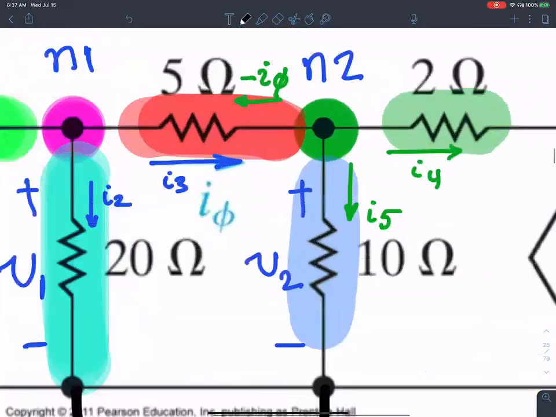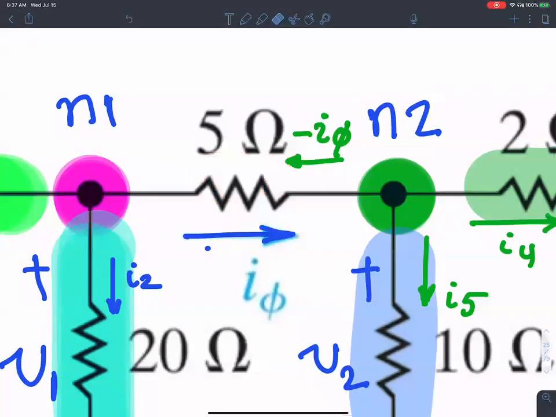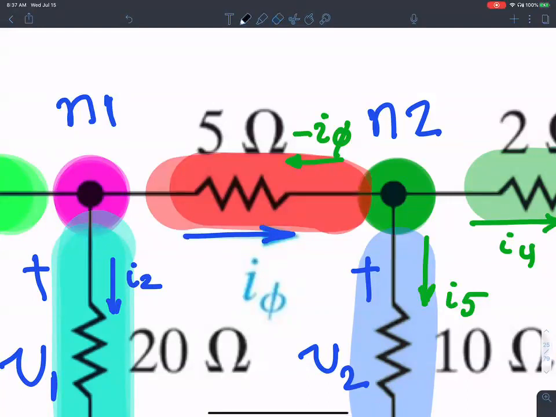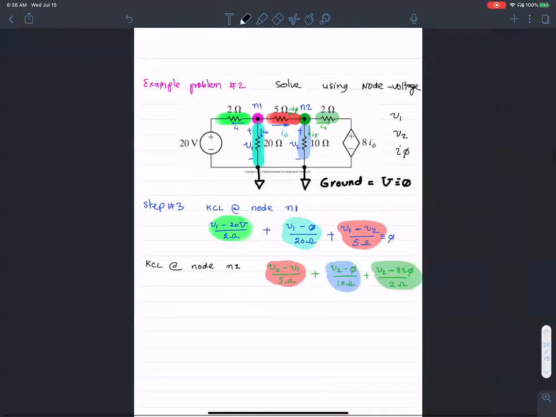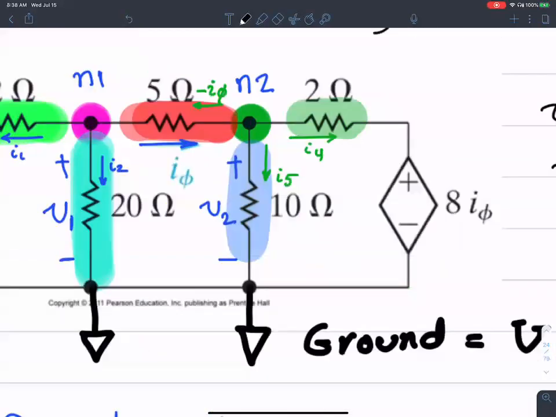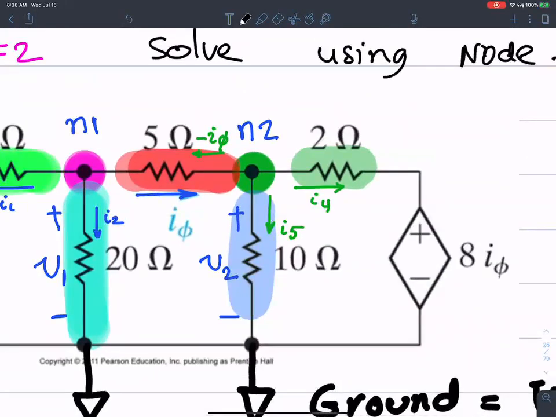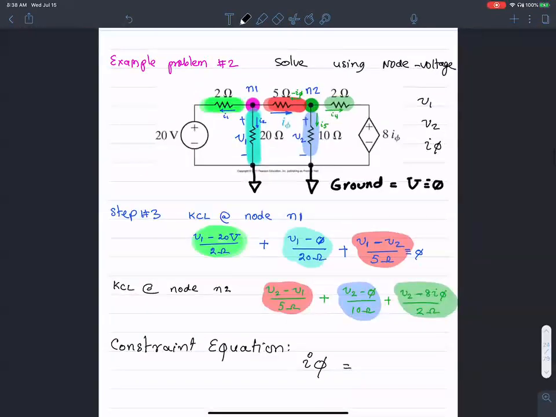So I delta is given to be this guy. I delta is the current going in the red branch, from left to right. So the constraint equation I'm going to write is I delta, the third equation, is I5 is the voltage at the left minus the voltage on the right, so V1 minus V2 over 5 ohms. That's I delta. Now I have three equations and three unknowns. I should be able to solve them, okay?